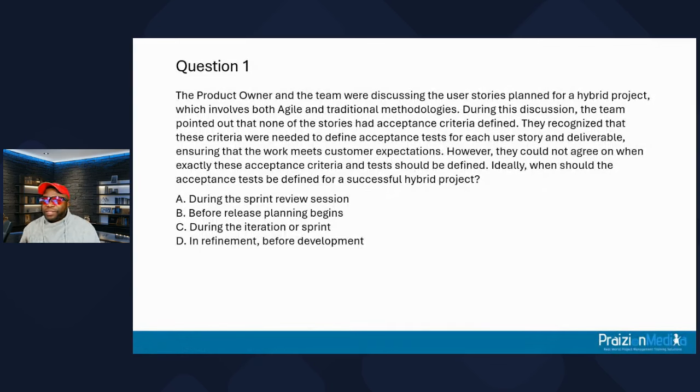The product owner and the team were discussing the user stories plan for a hybrid project, which involves both agile and traditional methodologies. During this discussion, the team pointed out that none of the stories had acceptance criteria defined. They recognized that these criteria were needed to define acceptance tests for each user story and deliverable, ensuring that the work meets customer expectations. However, they could not agree on when exactly these acceptance criteria and tests should be defined. Ideally, when should the acceptance tests be defined for a successful hybrid project?